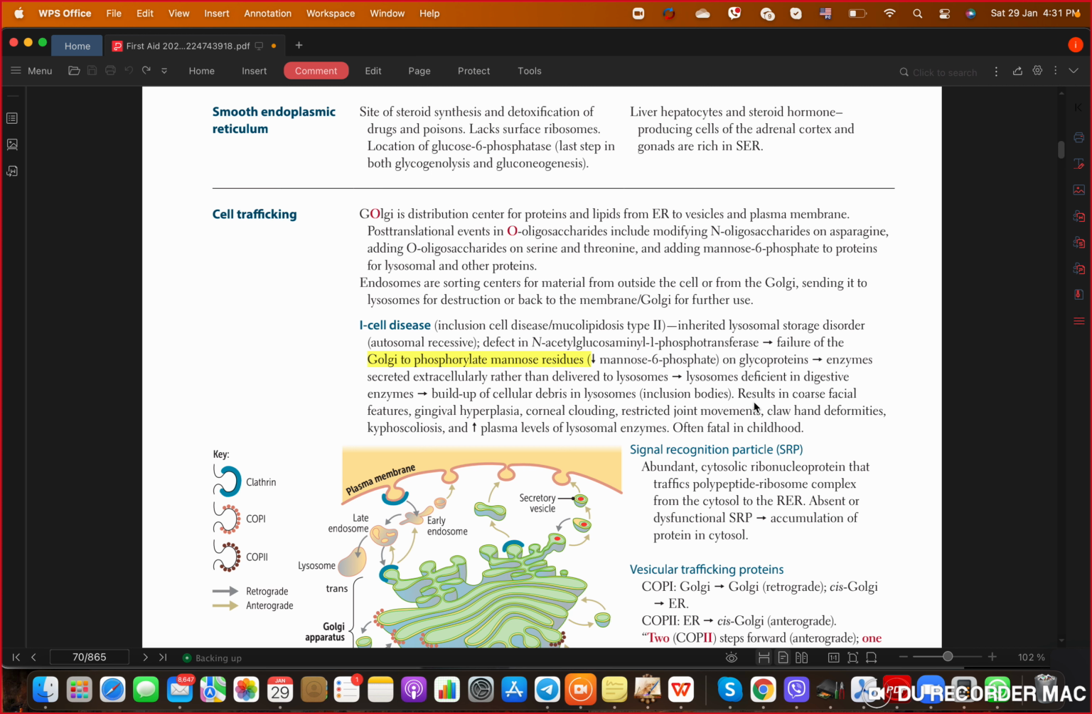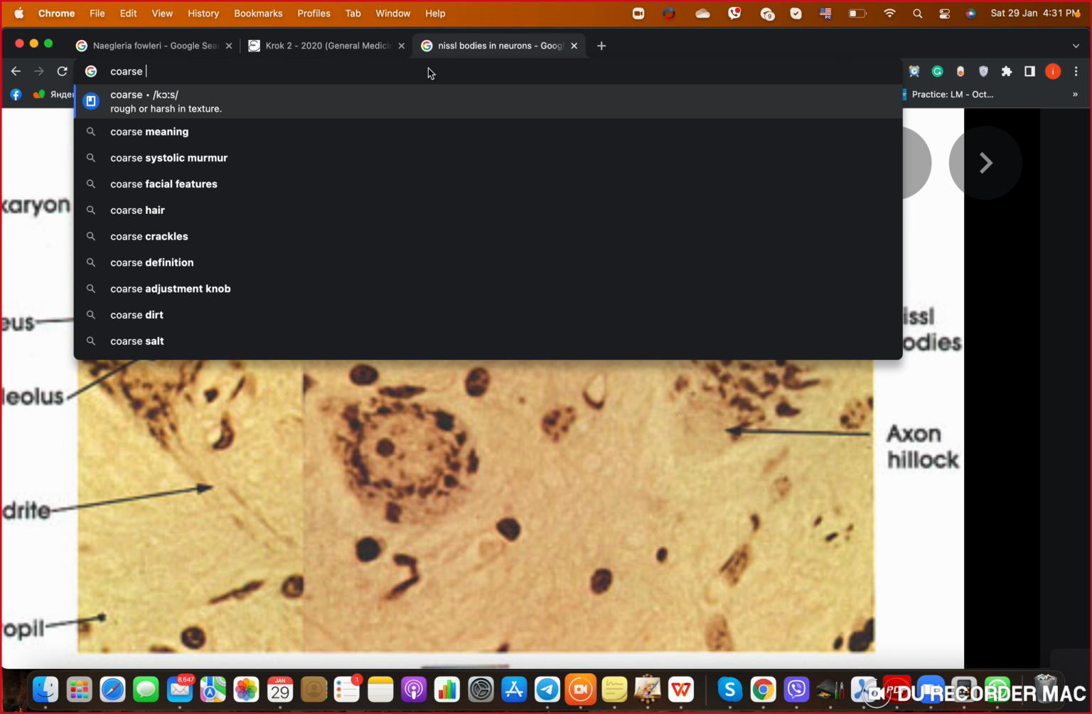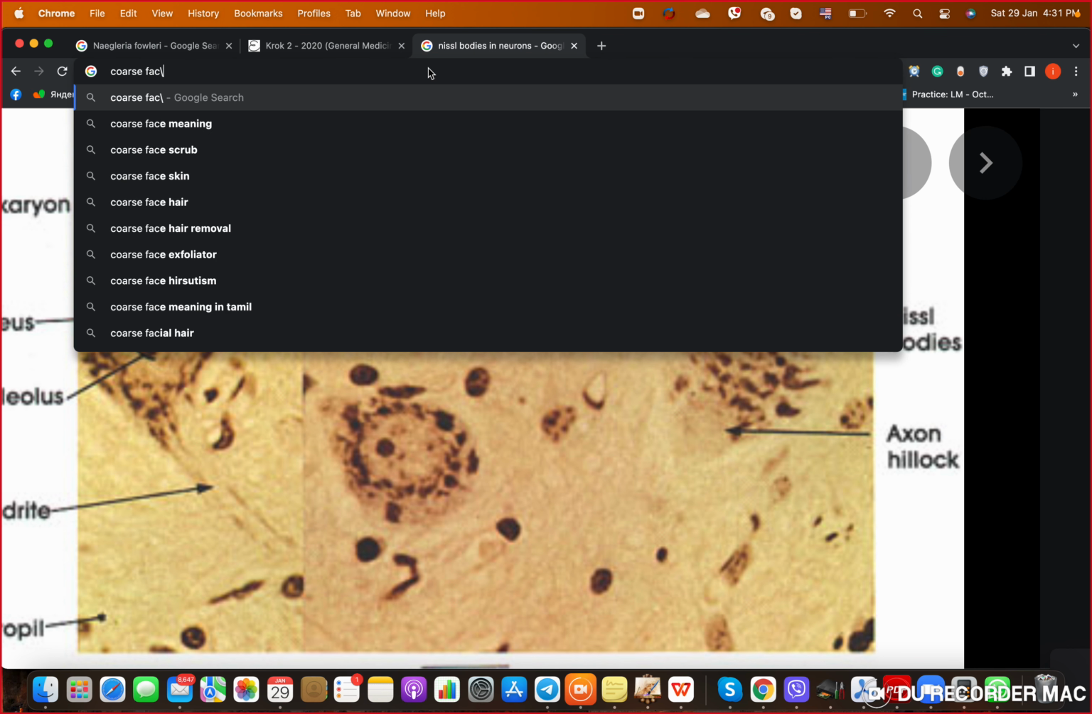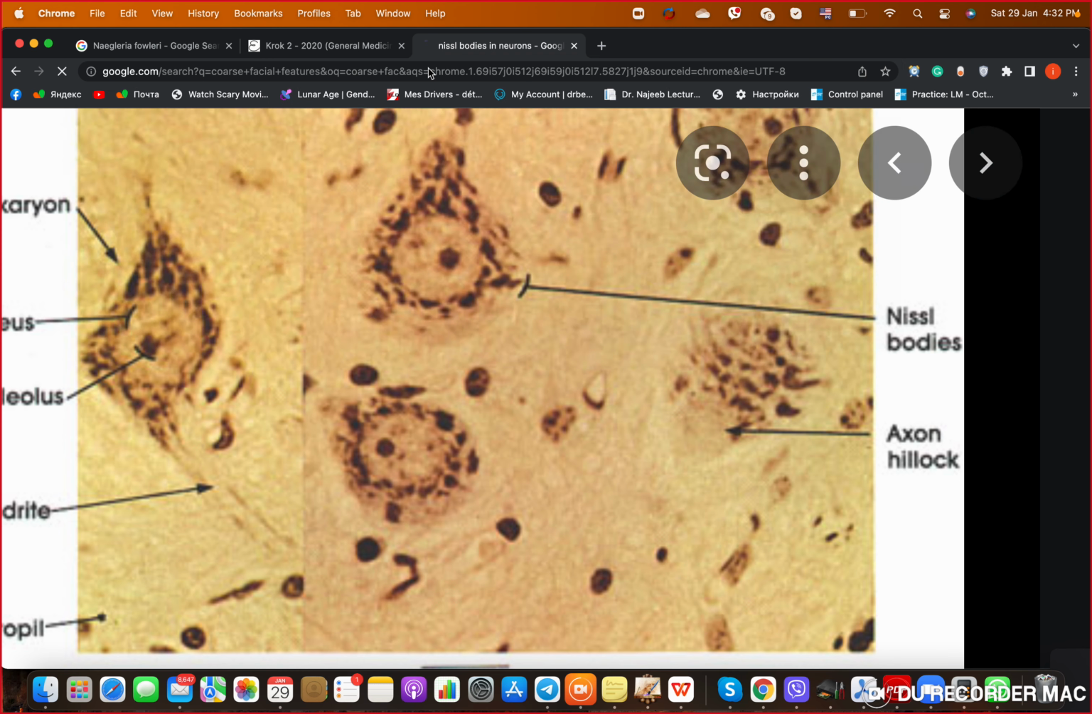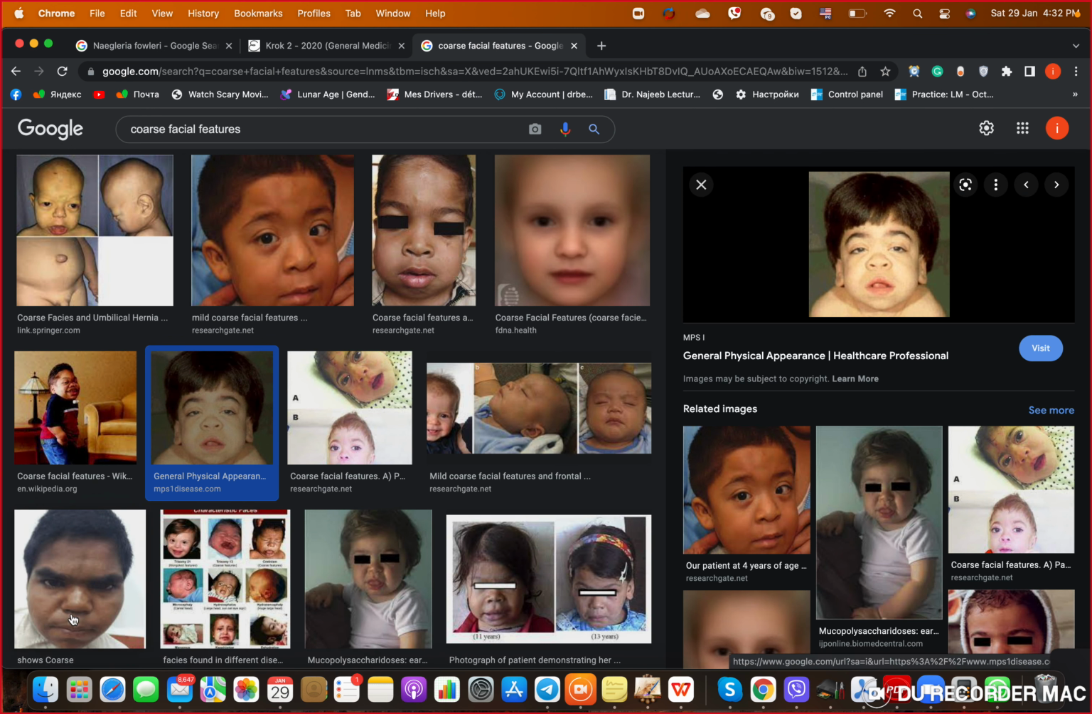So what are the symptoms? Well, the symptoms are actually quite weird. You feel like the pathogenesis is something, the symptoms is something else, but it's okay. They result in something called coarse facial features. You know what that means? No, Doc. You have to see it. It's difficult for somebody to explain it. You have to see it. Exactly, you cannot describe it. Yes, this guy, or yeah, this guy.